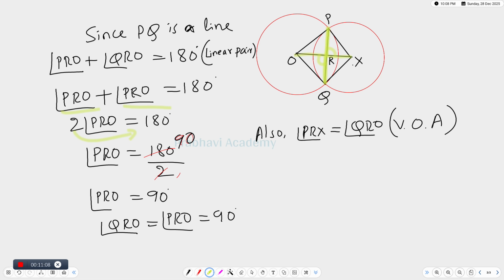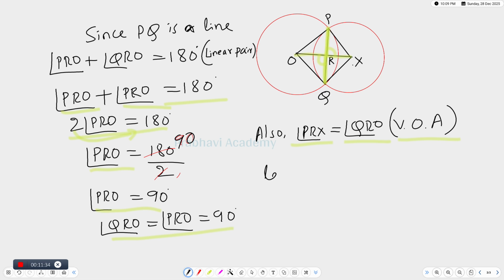Therefore, PRO plus PRO I can write here, and then PRO plus PRO is equal to 180. PRO plus PRO is 2 PRO, so PRO is equal to 90 degrees. Since PRO is 90 degrees, QRO is equal to PRO is equal to 90 degrees. So therefore, PRX is equal to QRO. These are vertically opposite angles.